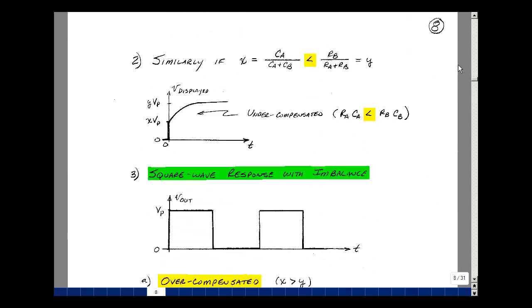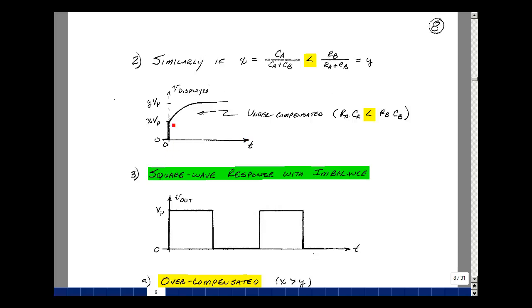Now, if we take the same condition but now make the capacitive voltage divider less than the resistive voltage divider, we still get the same result. It's just that this value here is smaller than this. This will stay the same. Now this will be the same because we got the same resistive voltage divider.